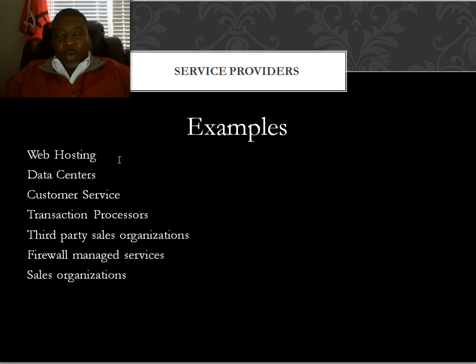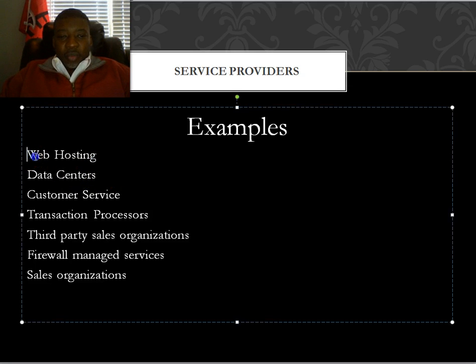Web hosting. So let's say your website is hosted on GoDaddy, and let's say GoDaddy has a data center. Well, those things will then be in scope for PCI review. Let's say you have a customer service company that's handling purchases over the telephone. We talked about transaction processors, third-party sales organizations.